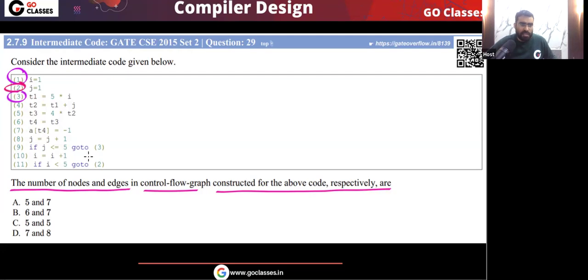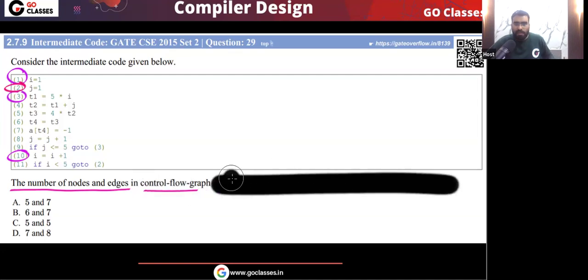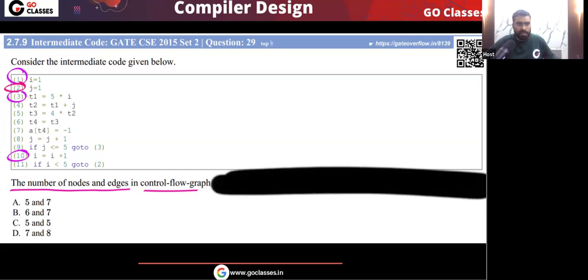So 1, 2, 3, these are leaders. The instruction next to the jump instruction is a leader. So this is a leader. The instruction next to the jump instruction is a leader, but there is no next instruction, so don't worry. There are a total of 4 leaders. So how many basic blocks will there be? There will be a total of 4 basic blocks. So let's create the 4 basic blocks.